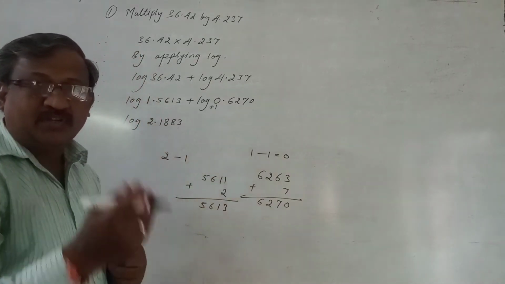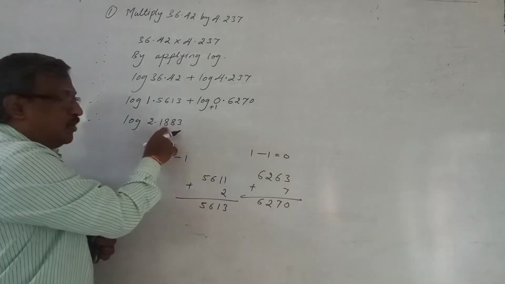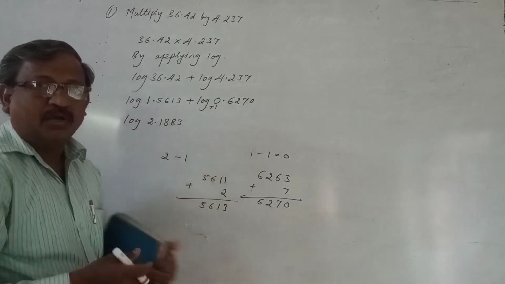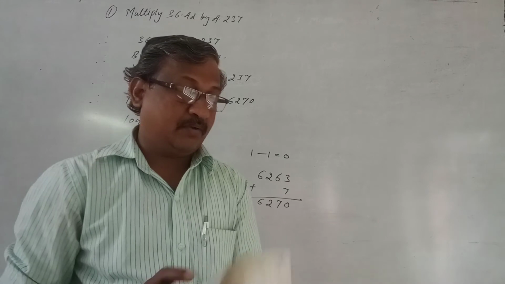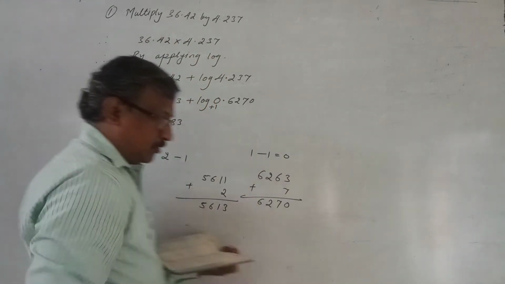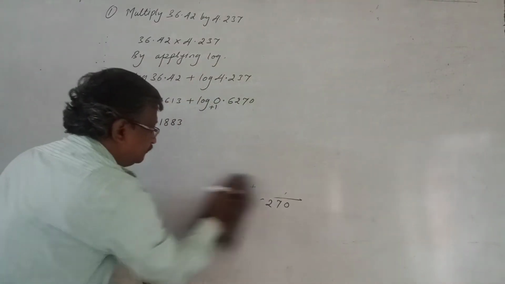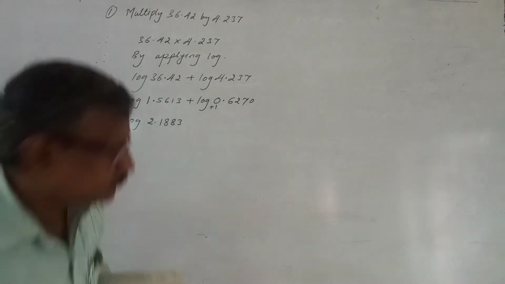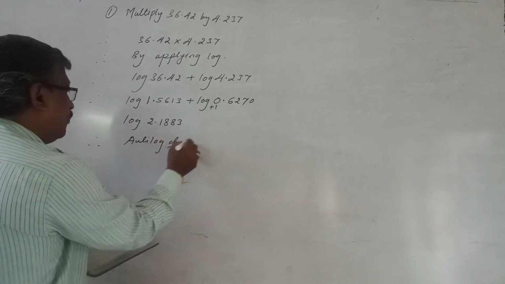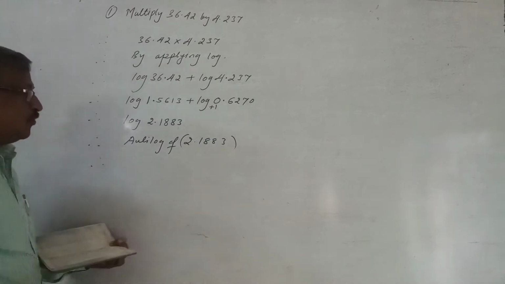Now I want the result, I want the answer, and whenever you want the answer, you have to go for anti-log. Means if you see the anti-log of this log, we get the answer, right? So now you have to go for anti-log. After the logarithm, the next page is the anti-logarithm. So in the anti-logarithm, you see the value. Let's see the anti-log. Below that you have to write anti-log of 2.1883.